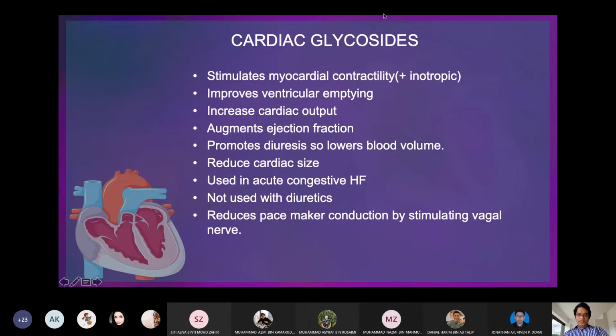Okay, so cardiac glycoside stimulates myocardial contractility. We already said that. So what happens? If you can improve especially ventricular contractility, there will be improved ventricular emptying. So it is going to enhance cardiac output and increase ejection fraction, isn't it? Slowly, it will reduce the cardiac size.